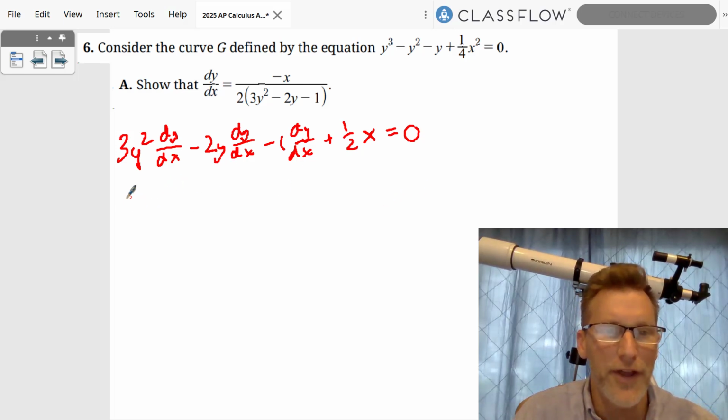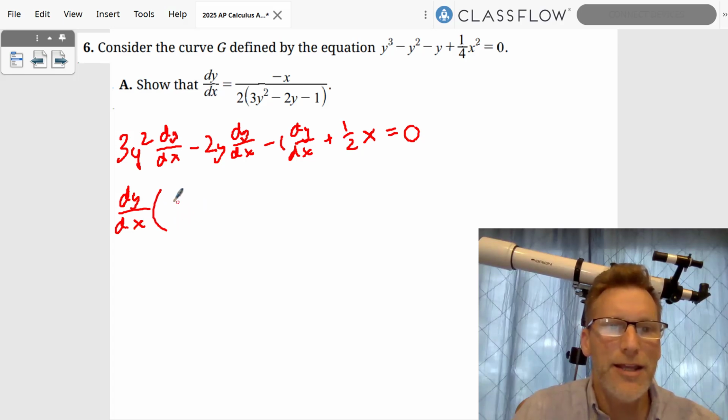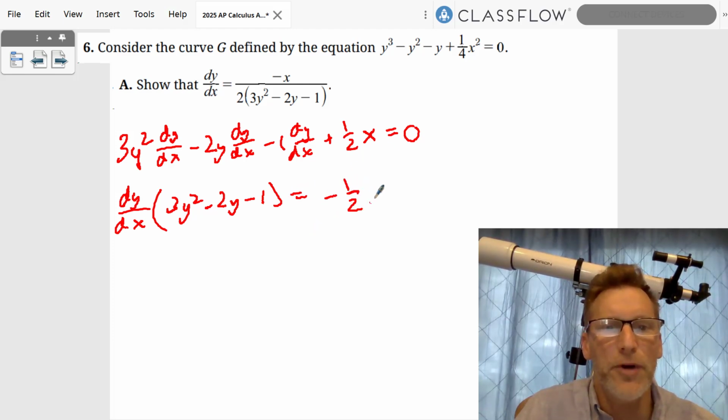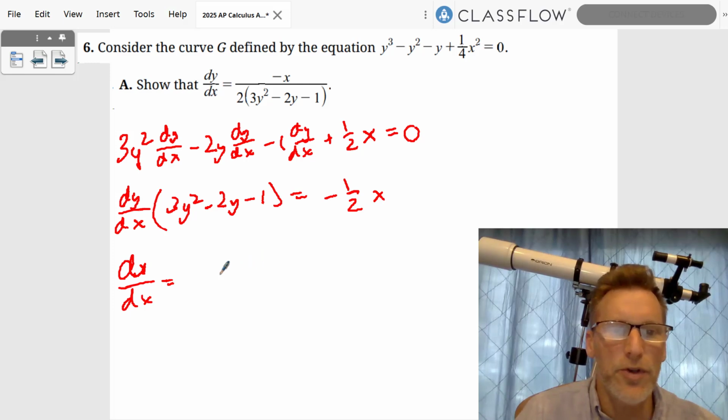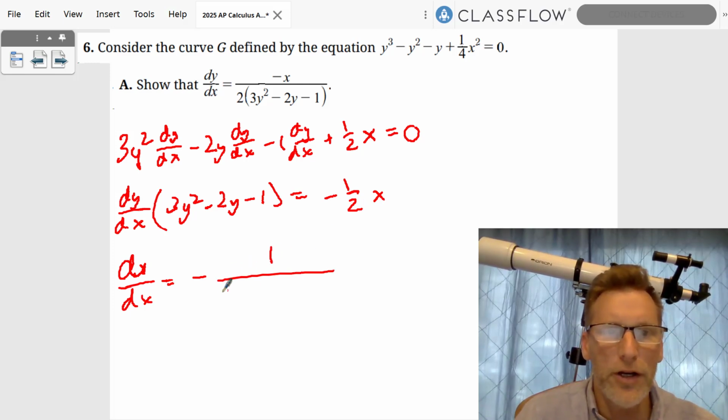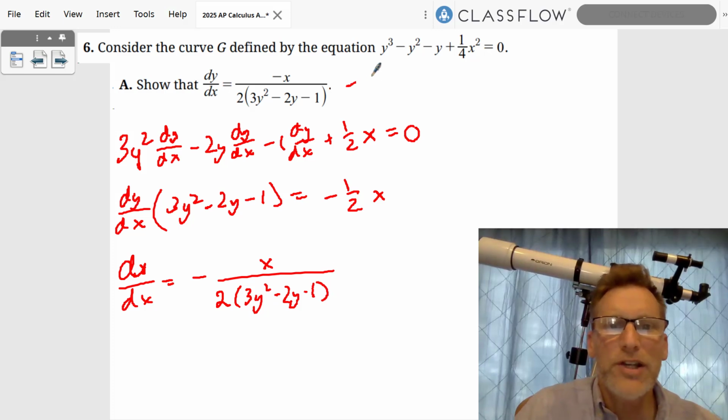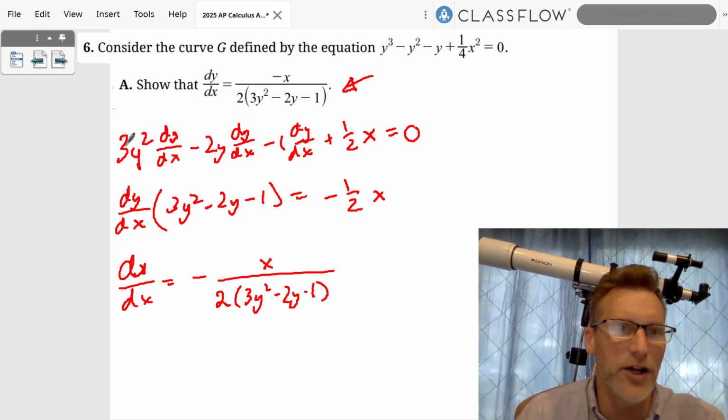Now I just got to do a little bit of factoring here. I'm going to take out a 3y squared minus 2y minus 1. And let's move this 1/2 x to that side, so we have negative 1/2 x. And we're going to divide. And so dy over dx equals negative x over 2 on the numerator, and we're dividing by 3y squared minus 2y minus 1, which is exactly what they wanted me to get right up here.